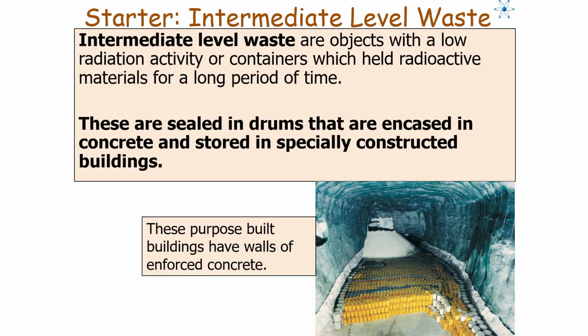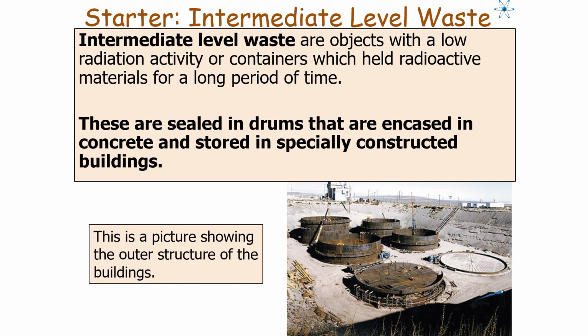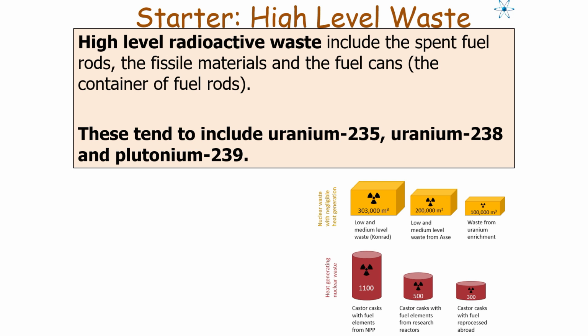Intermediate-level waste are objects with a low radiation activity or containers which held radioactive materials for a long period of time. Now, this waste is sealed in drums that are encased in concrete and then stored in specially constructed buildings. Now, these purpose-built buildings have walls of reinforced concrete. Again, here's a picture showing the outer structure of one of these buildings. Now, high-level radioactive waste tends to include the spent fuel rods, the fissile materials and the fuel cans, what we contain our fuel rods in.